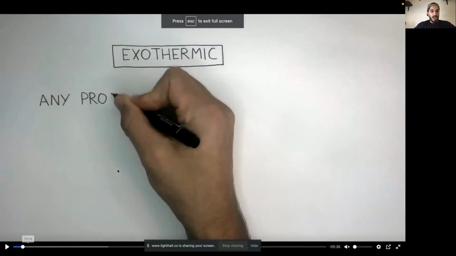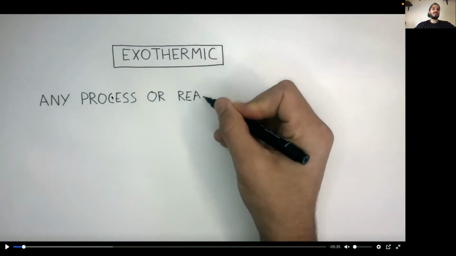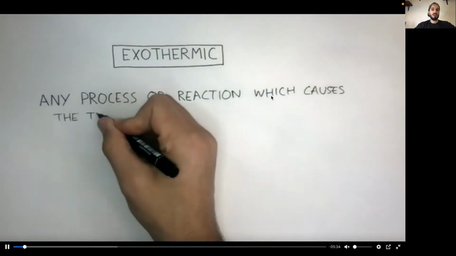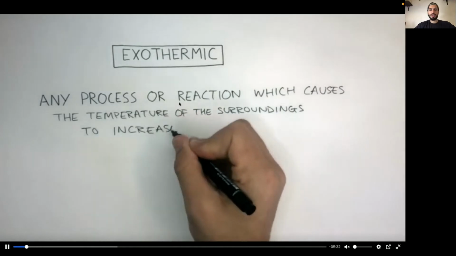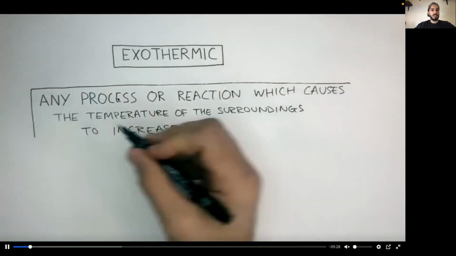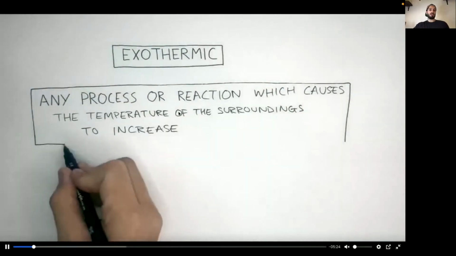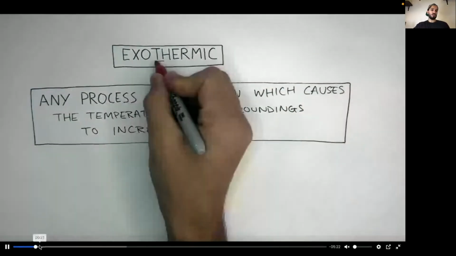Exothermic. This is any process, and I say any process because it can also be dissolving as well. So this is any process or reaction which causes the temperature of the surroundings to increase. That's what exothermic really is. The temperature of the surroundings increases because of a chemical reaction or a physical process.